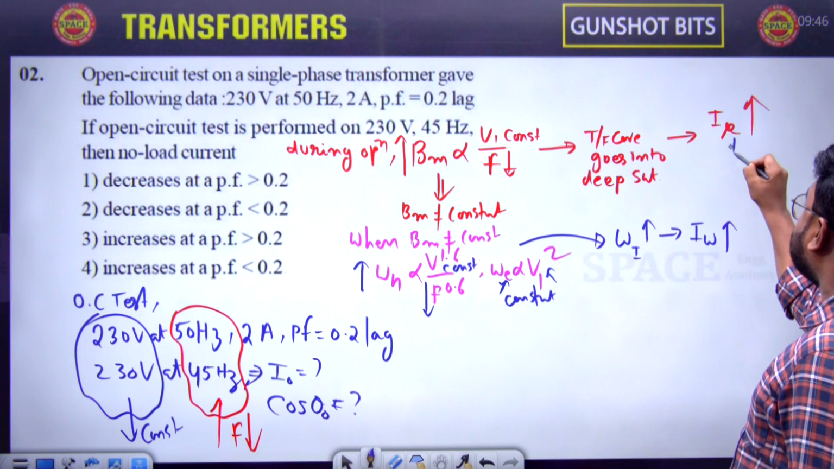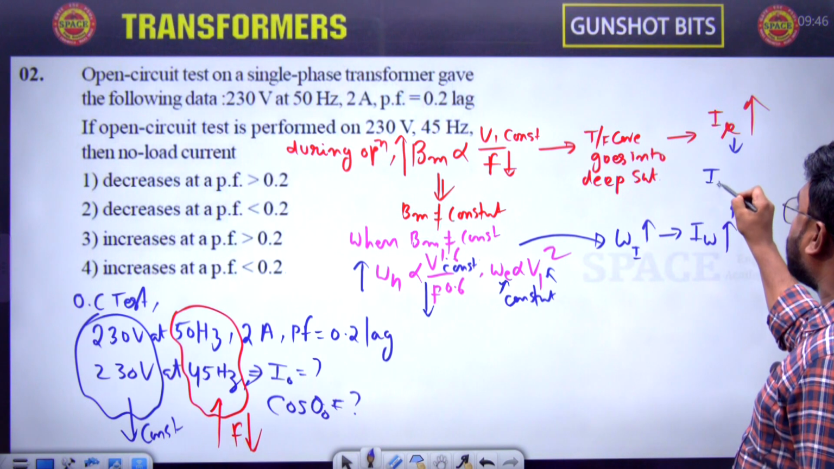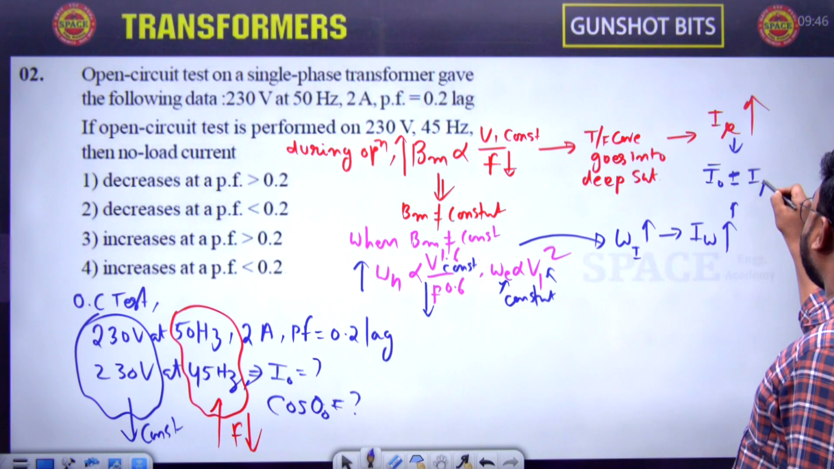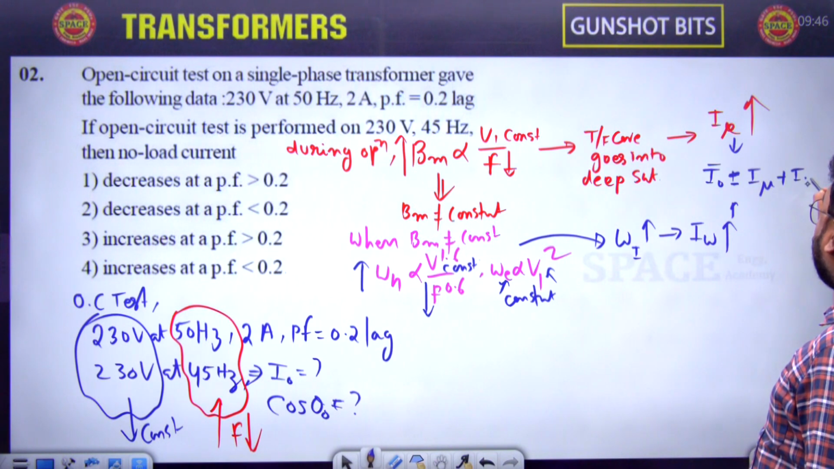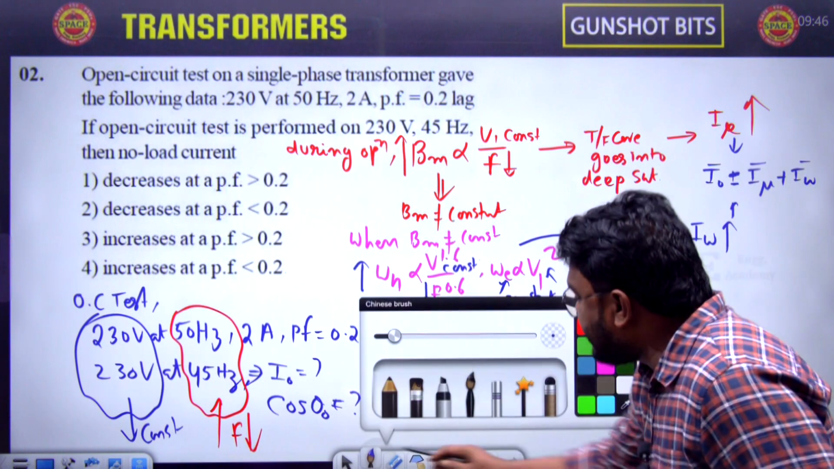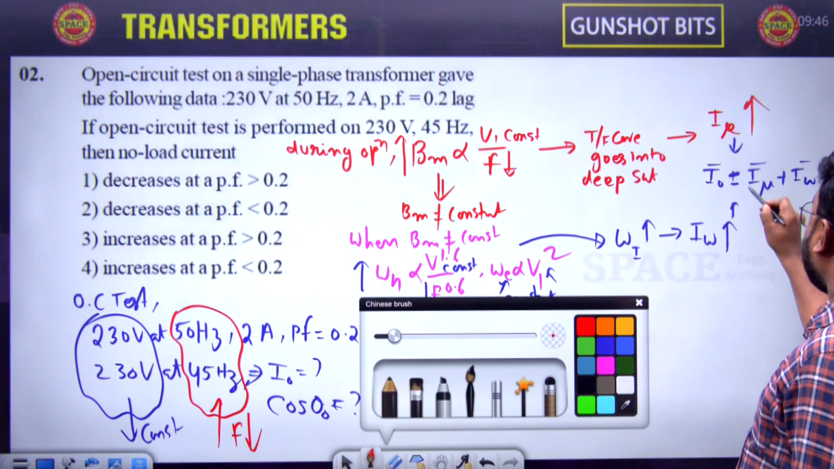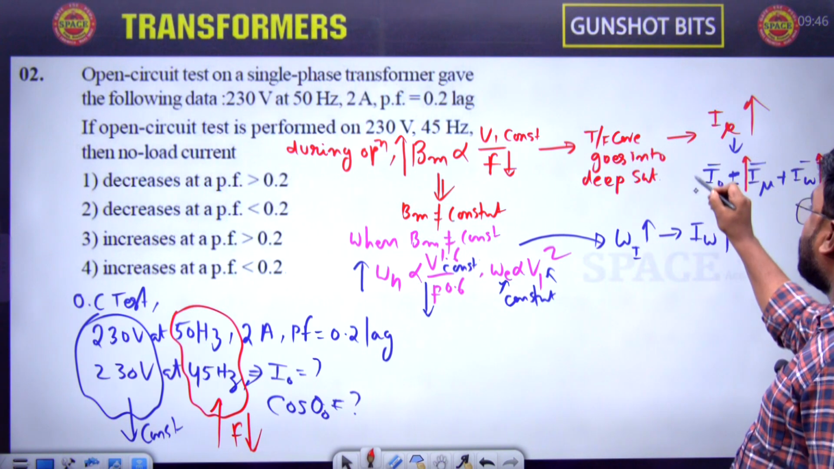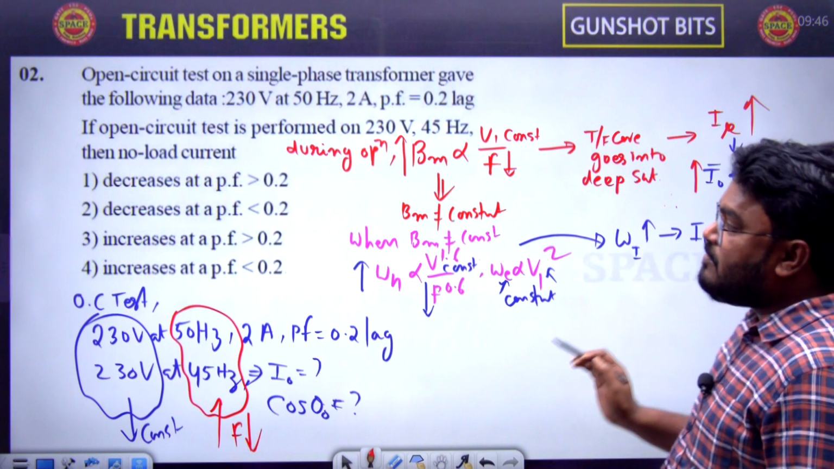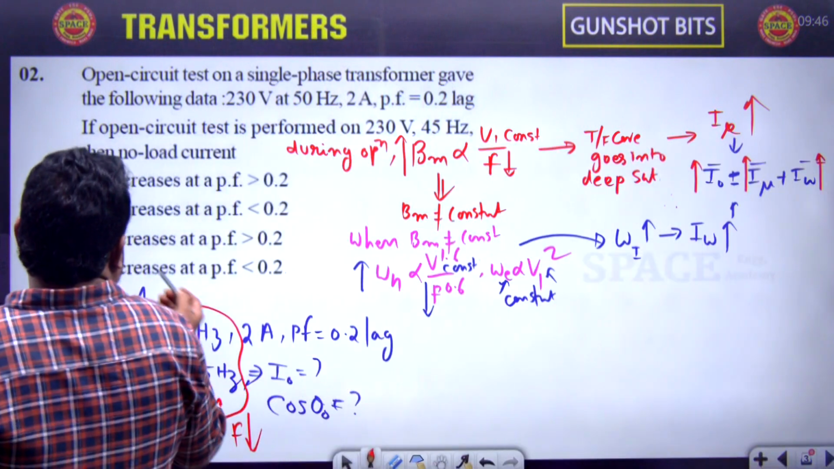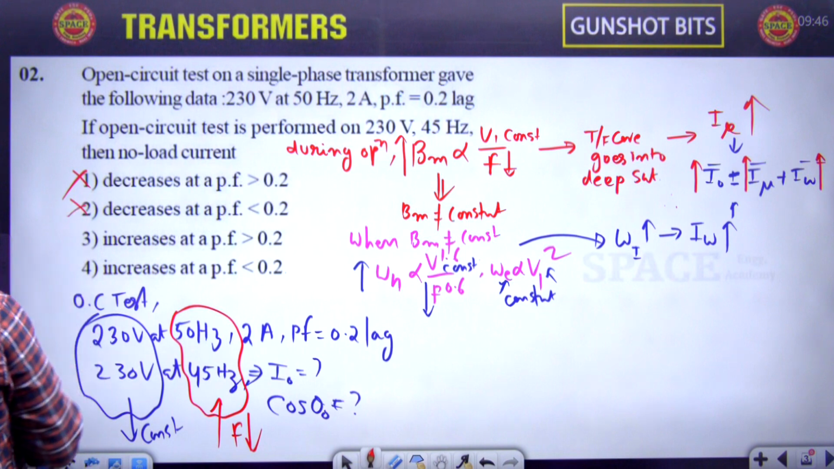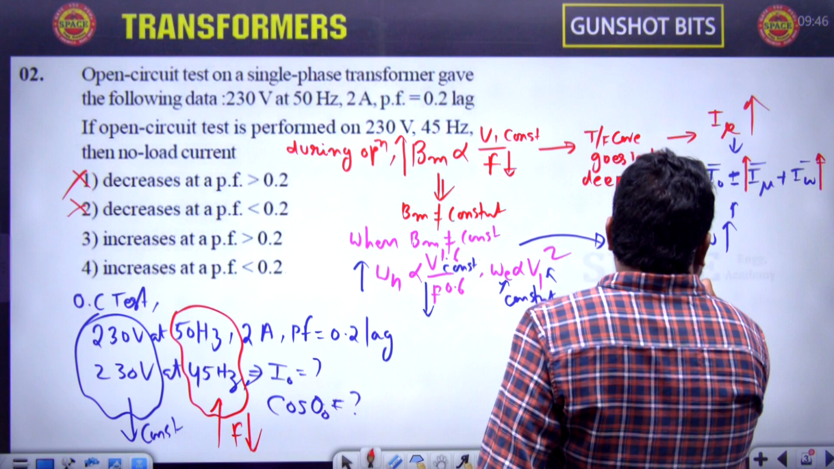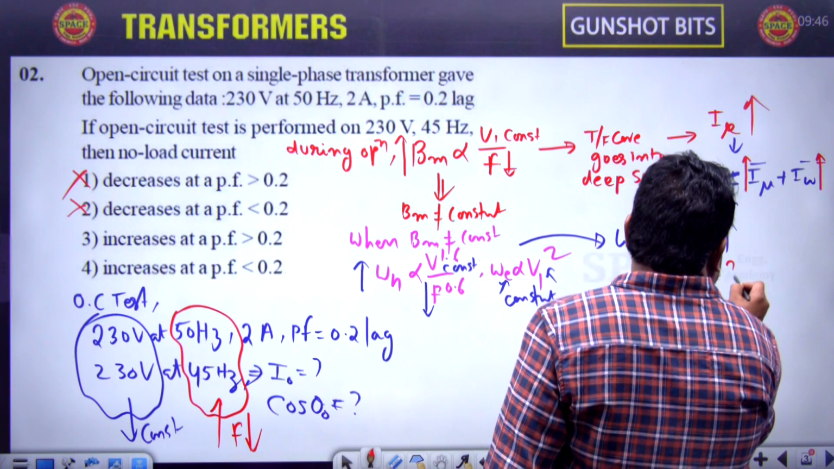Now here two currents are there. The no load current of the transformer is equal to the vector sum of the magnetizing current plus the iron loss component of the current. With the increase in both the magnetizing current and the iron loss component of the current, the no load current of the transformer will increase. So these two options will be cancelled, and only 3 or 4 are possible. But we need to find out what will happen to the power factor.